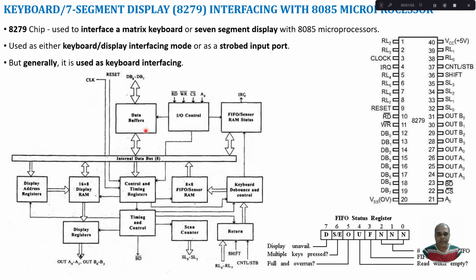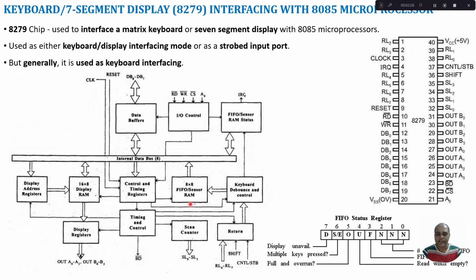The data buffer gets the data whenever there is a valid key press in keyboard mode. Whenever there is a valid key press, the data will be stored in the 8x8 FIFO sensor RAM. Here we are able to store 8 bytes of data, so 8 key presses can be stored in this RAM. From this RAM, the data can go to the data buffer, and from this data buffer, the CPU can read the data.